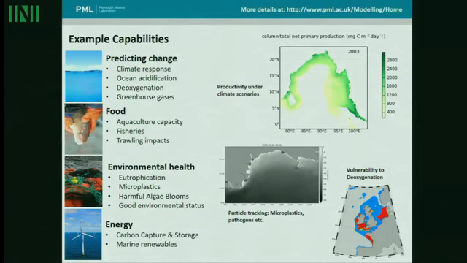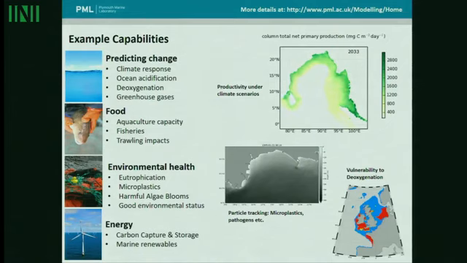So, well, I suppose the question is, what can we do with this? And there's lots of things we can do with it. We can predict change, we can force these models with climate data. So this is showing shifts in primary production in the Bay of Bengal. We can look at ocean acidification, we can look at the question of deoxygenation, we can look at supply of greenhouse gases from the ocean to the atmosphere.